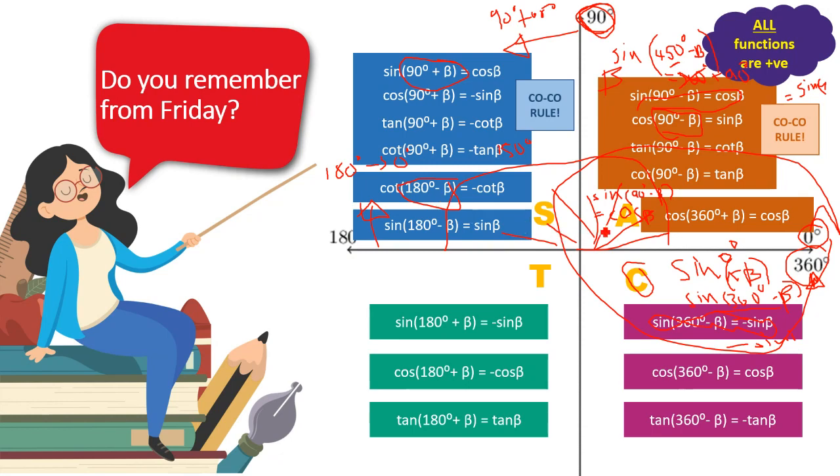Remember, I had said to you, how do we remember? We remember by saying a very smart trigonometry class. That was the rule I was taught, and I'm passing it on to you, just to remember which quadrant has the positives and which quadrant has the negatives.